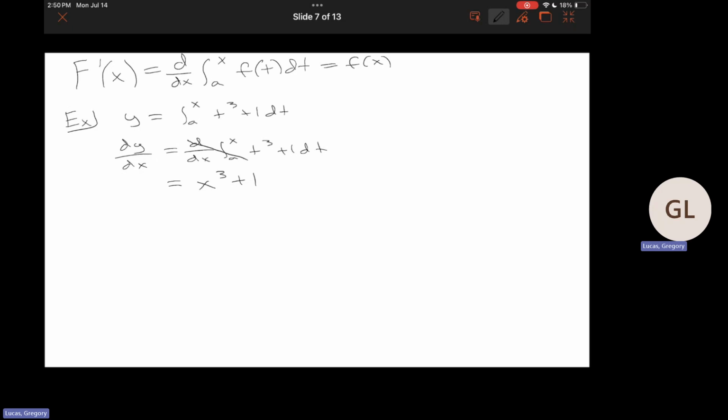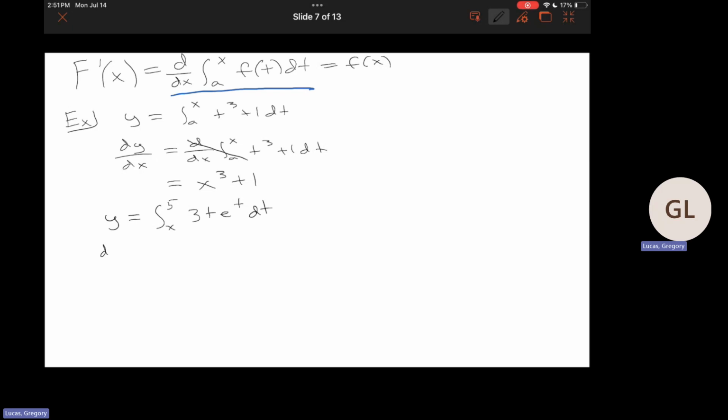So as long as it's in this form that I gave you from the theorem, all you have to do is plug in x. If it's not, then we're going to have to do a little extra work. So let's say we have something like this. I have x as my lower limit, 5 is my upper limit, and we have 3t e to the t, something like that. Okay, and this is dt.